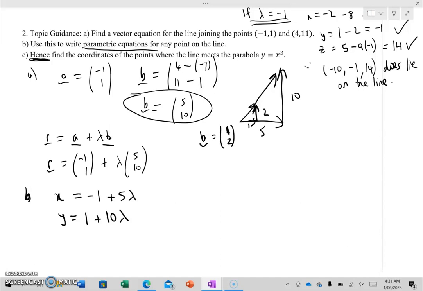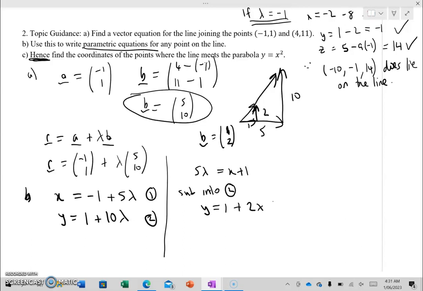Alright, so there's a couple of ways to do this, but I'm going to eliminate the parameter, so I'm going to solve these simultaneously. So for equation 1, I'll make 5 lambda the subject, and that's x plus 1, and then I'm going to sub that into equation 2, and equation 2 is, to get a 5 lambda there, it's 2 times 5 lambda, so it's 1 plus 2 bracket x plus 1. So y is equal to 2x plus 2 plus 1. So y is equal to 2x plus 3.